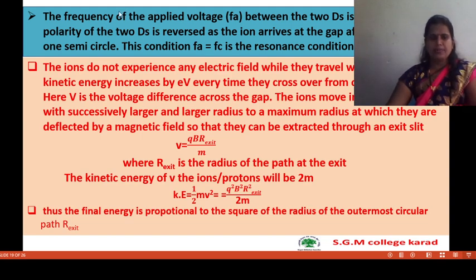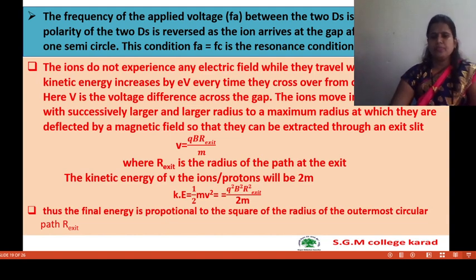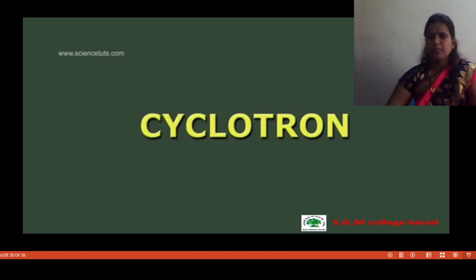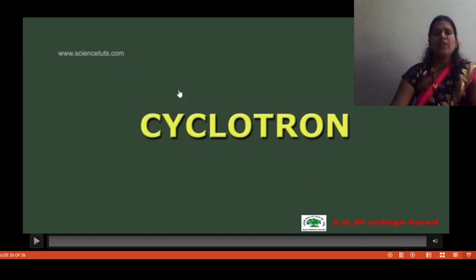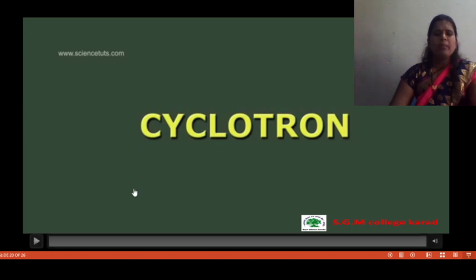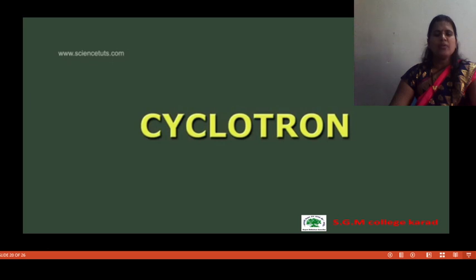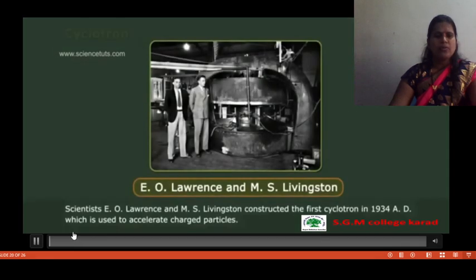R exists here. This is the cyclotron accelerator. Now we have seen, or we have learned, the cyclotron principle and working. Now by using this video we can understand how the cyclotron works out.